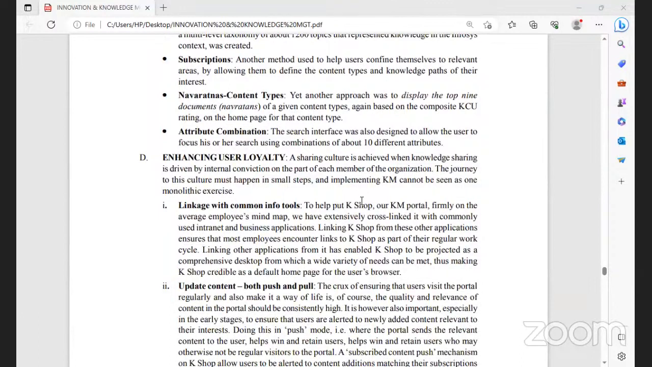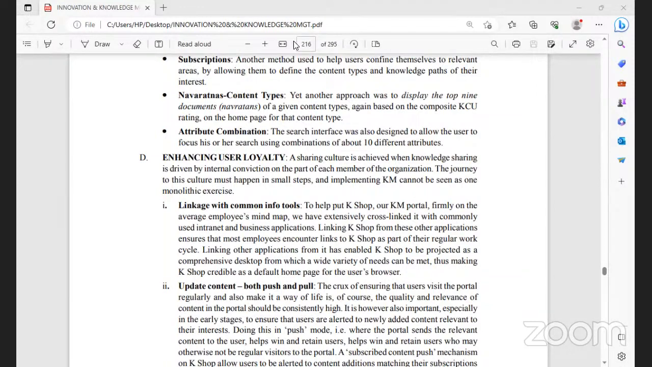Enhancing user loyalty. A sharing culture is achieved when knowledge sharing is driven by internal conviction on the part of each member of the organization. The journey to this culture must happen in small steps, and implementing knowledge management cannot be seen as one monolithic exercise.